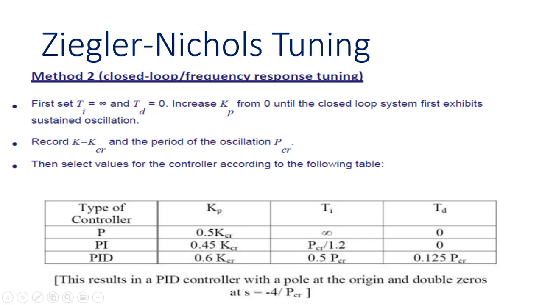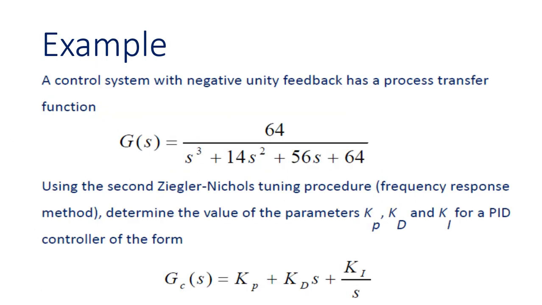So the table says the type of control is P, PI and PID. For Kp you have to multiply by half of KCR, with Ti infinity and Td 0. Similarly for PI you have 0.45 KCR and then PCR divided by 1.2. And similarly the last one, PID, has 0.6 times KCR, 0.5 times PCR and 0.125 times PCR. So this is the way you can tune your controller. So this results in a PID controller with a pole at the origin and double zeros at s equal to minus 4 by PCR.